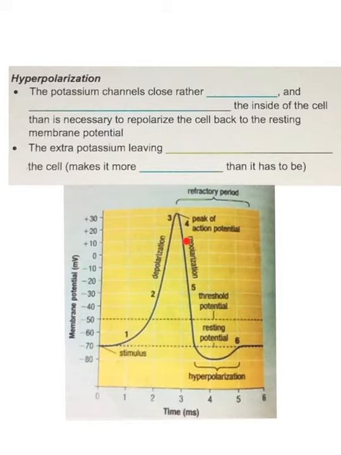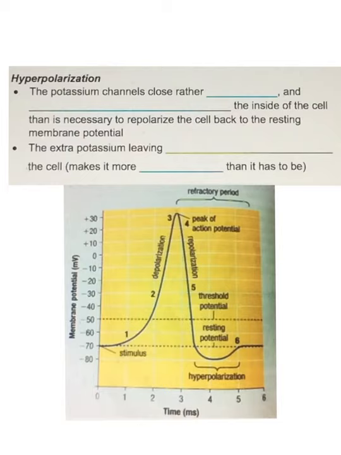We need to get back to the original state, which is called repolarization. So it's going to repolarize that area so that we end up with positives on the outside and negatives on the inside. And so we've done all the way up to step five, and you can see here what happens is that we start to dip down, and that's what we're going to talk about right now.